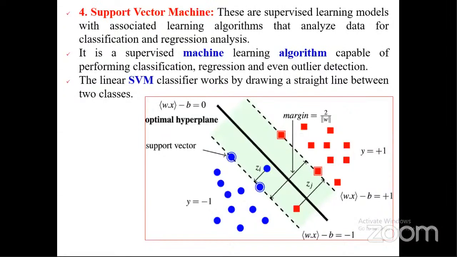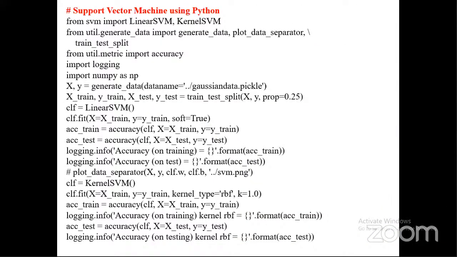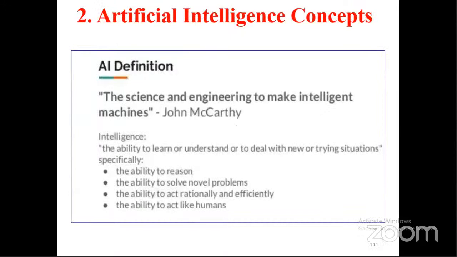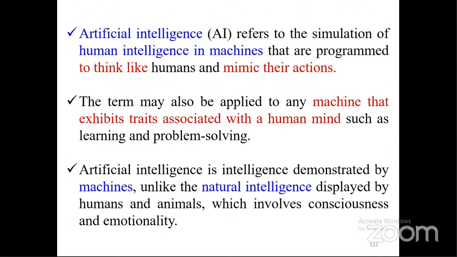So now the second concept is artificial intelligence. Intelligent behavior in a machine is called artificial intelligence: the science and engineering of making intelligent machines. It was proposed by John McCarthy in the year 1969. Intelligence is nothing but the ability to reason, the ability to solve novel problems, the ability to act rationally and efficiently, the ability to act like humans. In artificial intelligence, machines mimic humans and think like humans.